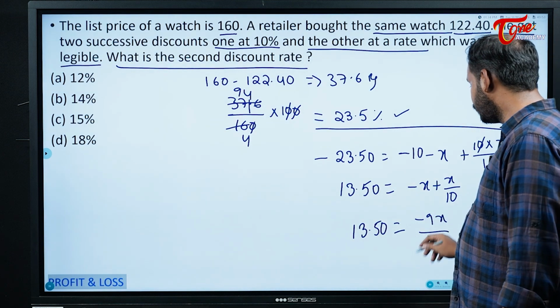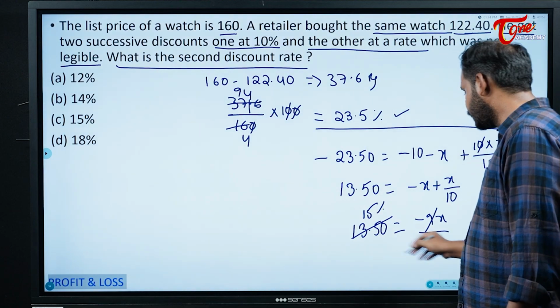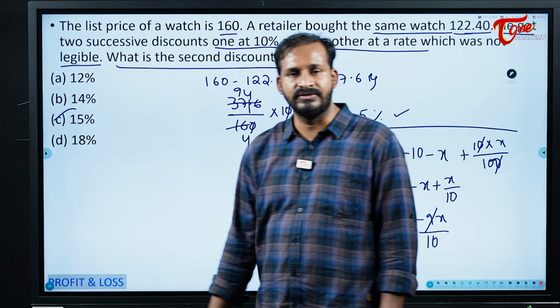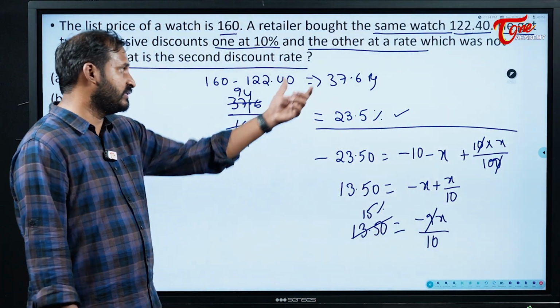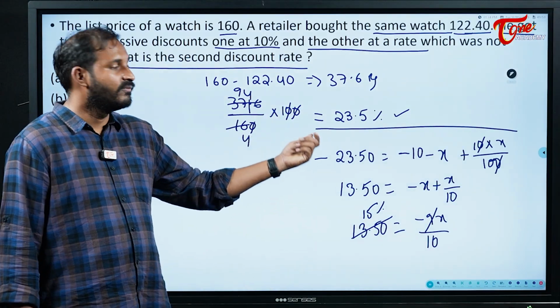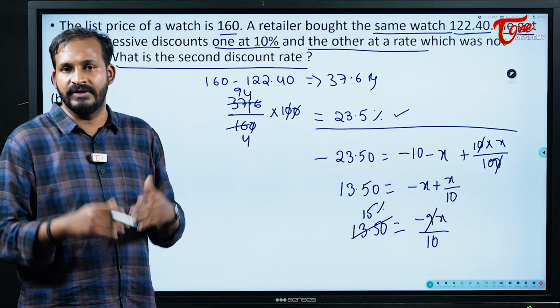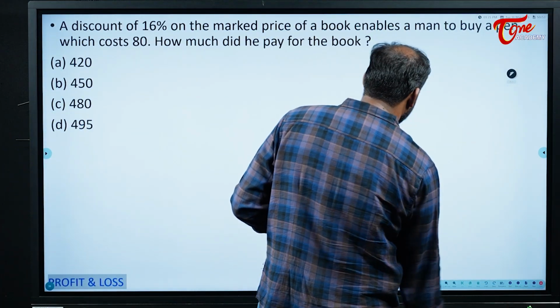So 135 will become, and 15 percentage. When you send that side, it will become 15 percentage. So that means the second successive discount is here how much? 15 percentage. So first of all, with the help of the price, find out what is the overall change in the price. The overall change in the price is 23.5 decremental. Like this, we are going to solve this type of problems.